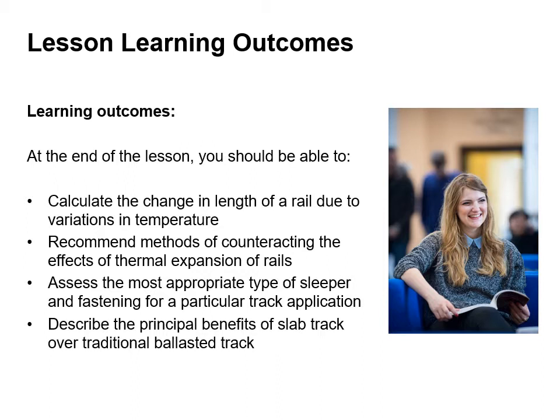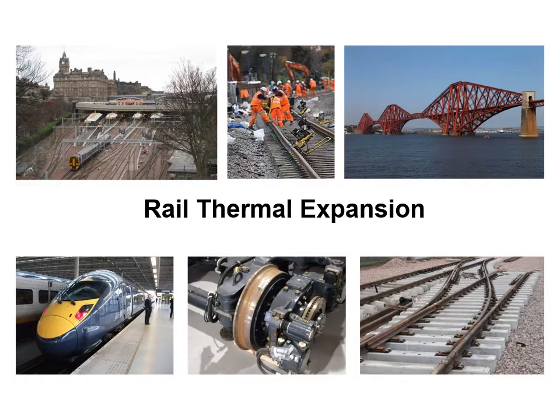At the end of this lesson, you should be able to calculate the change in length of a rail due to variations in temperature, recommend methods of counteracting the effects of thermal expansion of rails, assess the most appropriate type of sleeper and fastener for a particular track application, and describe the principal benefits of slab track over traditional ballasted track. So we'll start off with having a look at rail thermal expansion.